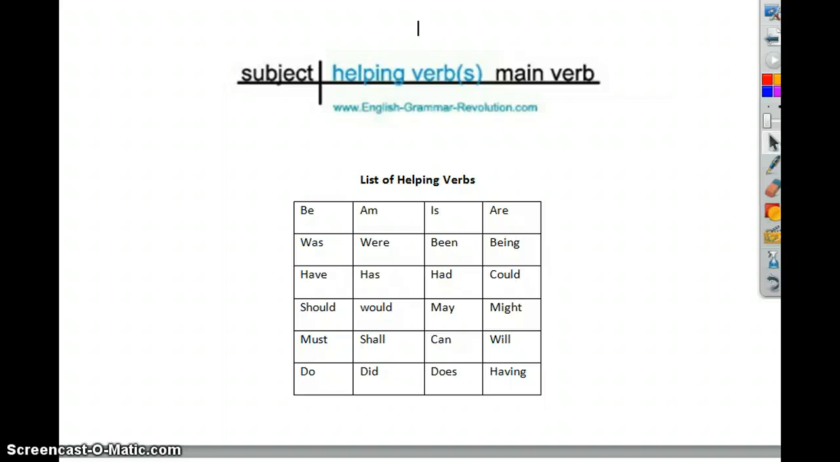Okay, this chart shows us all the helping verbs. And the song is a really simple one to a tune you probably recognize. So I'm going to sing it now.